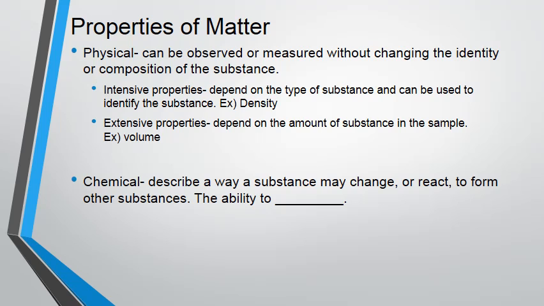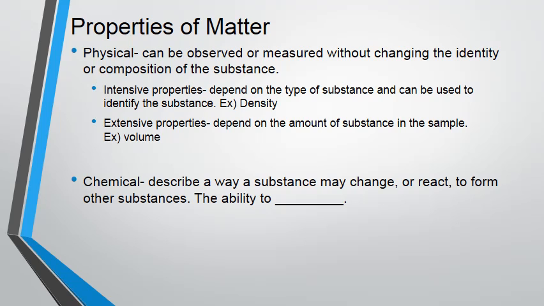Intensive properties mean they depend on the type of substance we're dealing with, and they can be used to identify it. So density. Every substance in the world has its own density. So we can use that property to identify that substance, and it's going to depend on the type of substance. Extensive properties are going to depend on the amount of substance present in the sample. So our volume would be an extensive property.